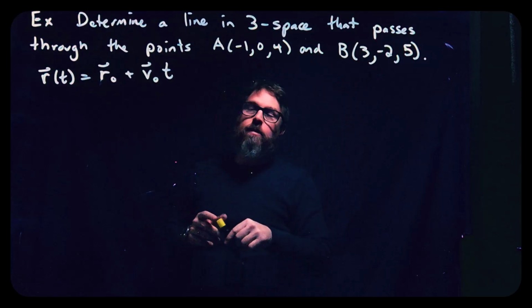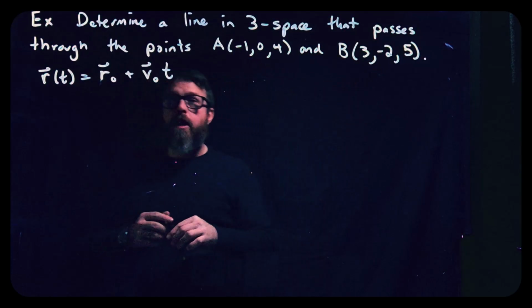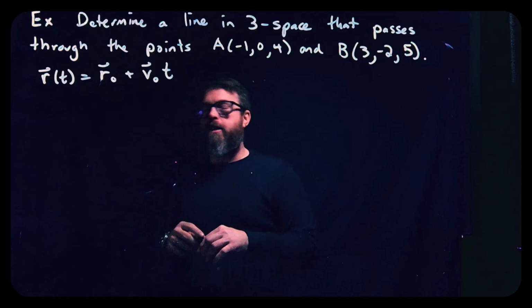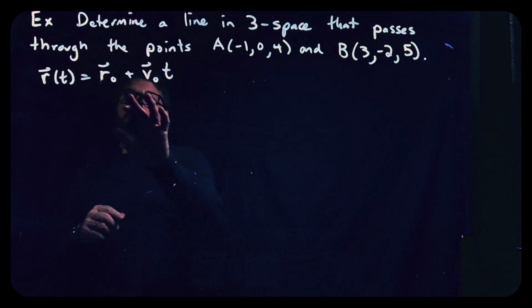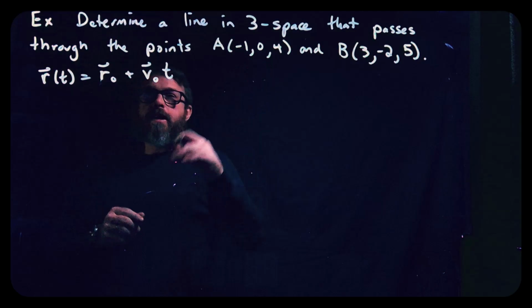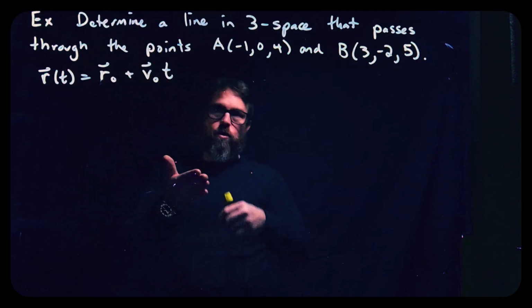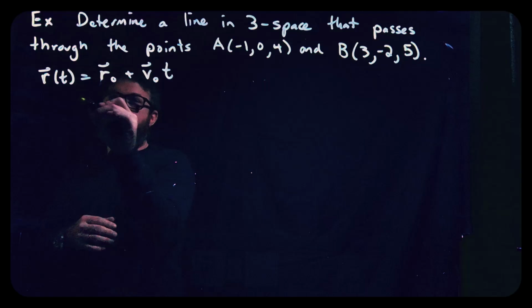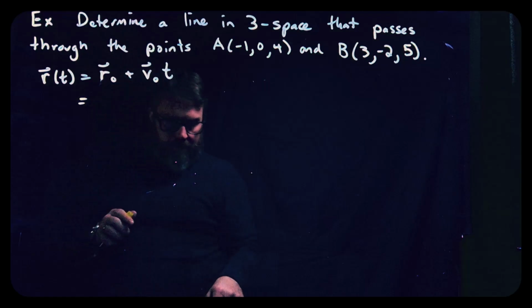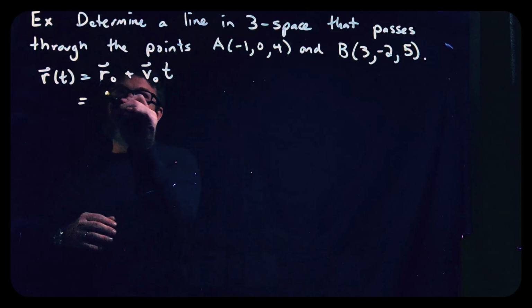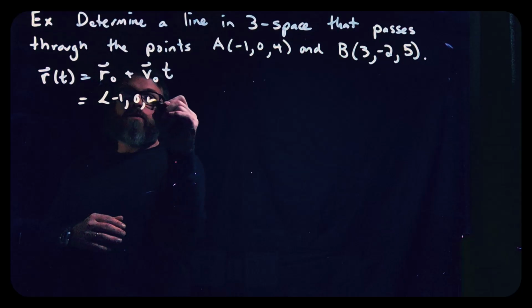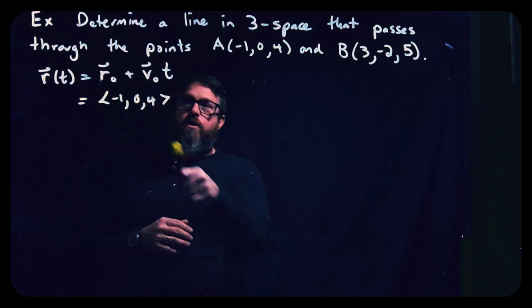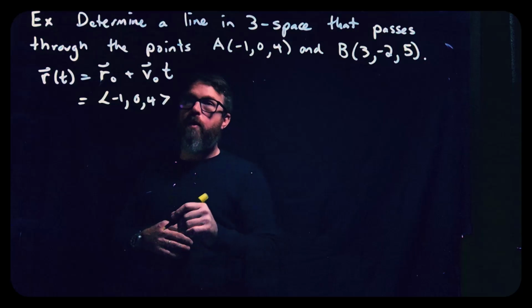In general, we usually pick the easiest of the 2 points, or sometimes we just say, always use point A and stay consistent. So this is the point A. What I need is the initial vector that starts at the origin and maps to A. So it's the same exact coordinates. So our r naught is going to be equal to -1, 0, 4. This will be our initial vector that maps to that point right there.